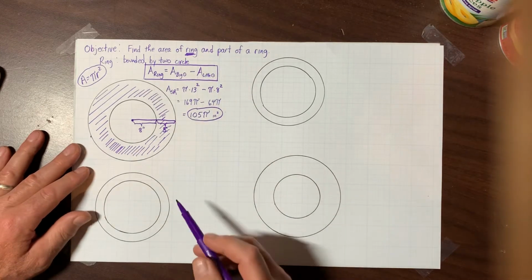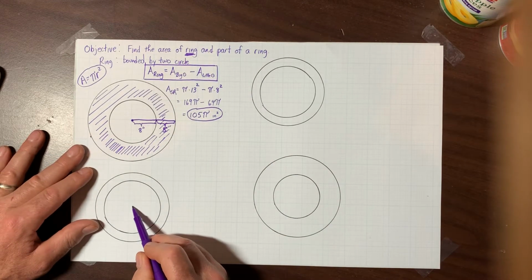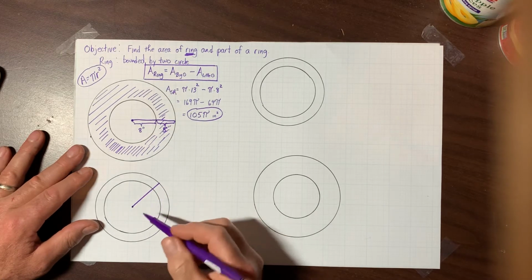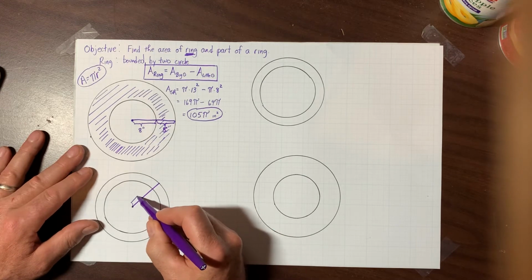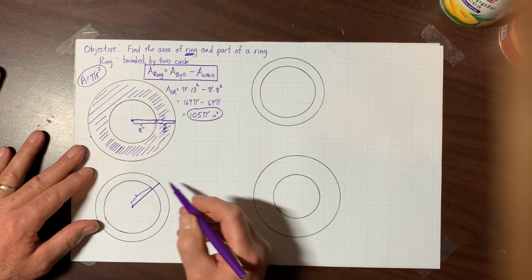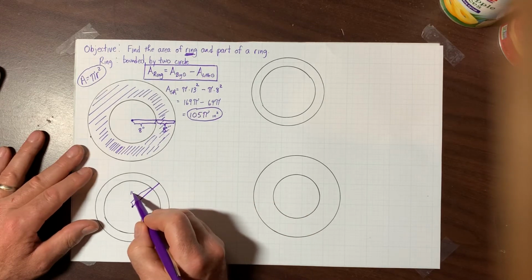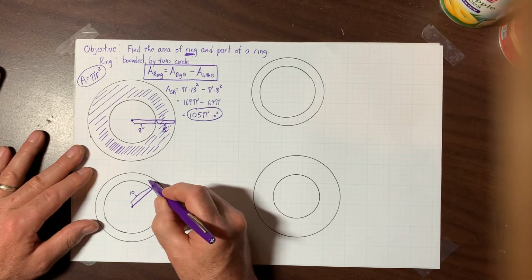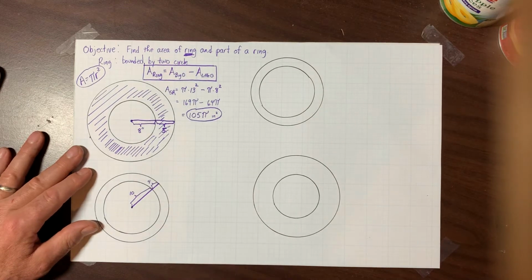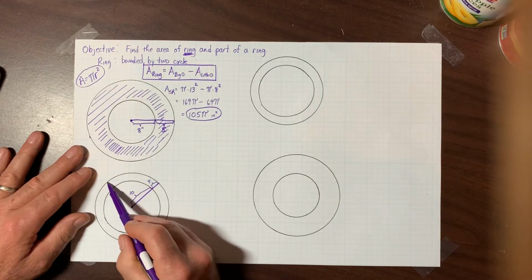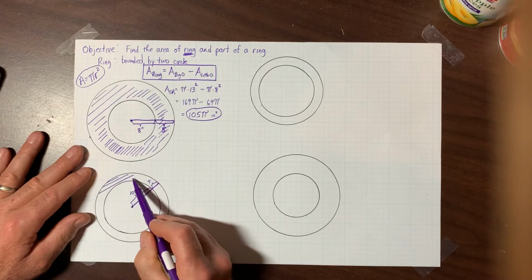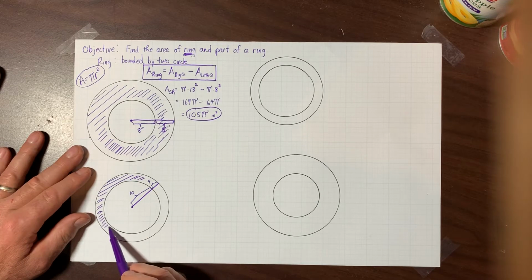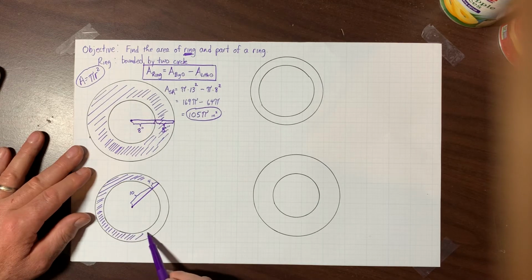Let me make up another problem here. Here's the center here. I'm going to draw a radius for the big circle. I'm going to tell you that this distance, which is the radius of the little circle, is 10. And then this distance here is, let's say, 4. And I want to find the area of the shaded region. I'm going to go ahead and shade it in. And the shaded region is, of course, a ring.